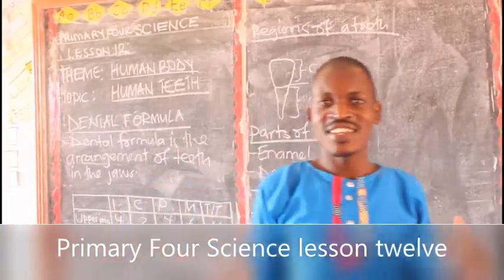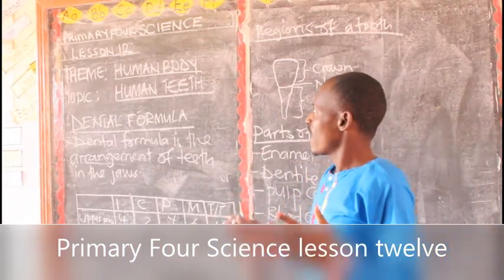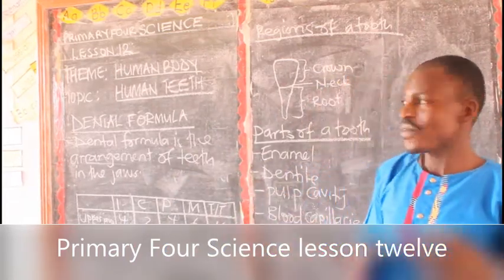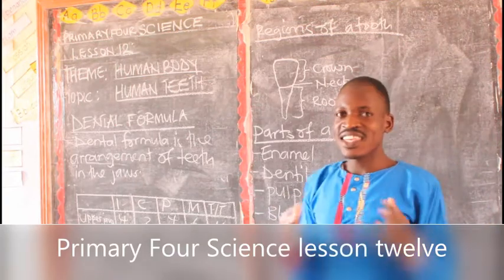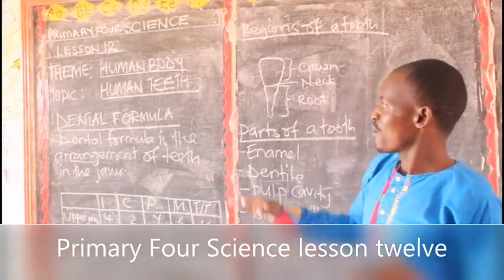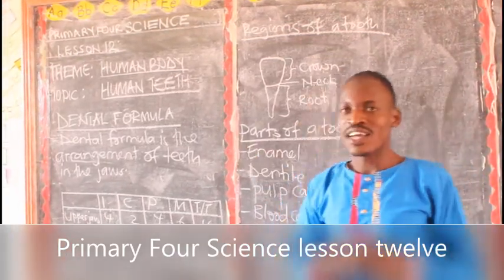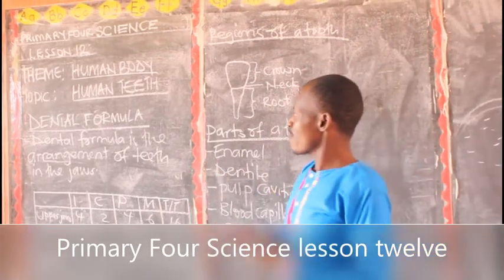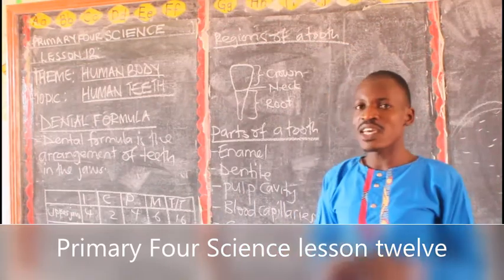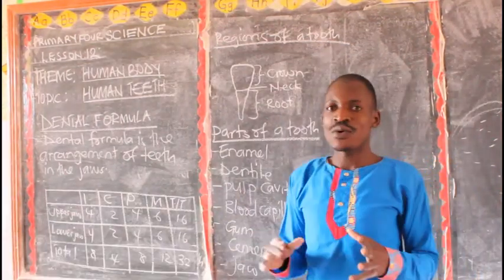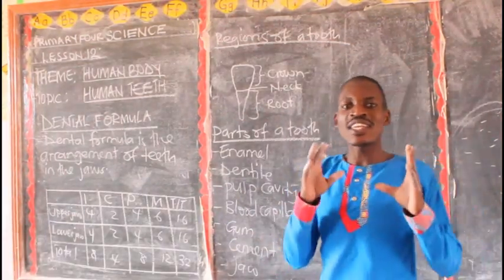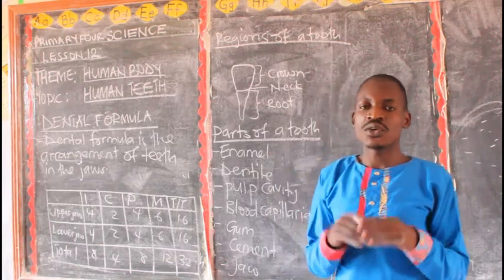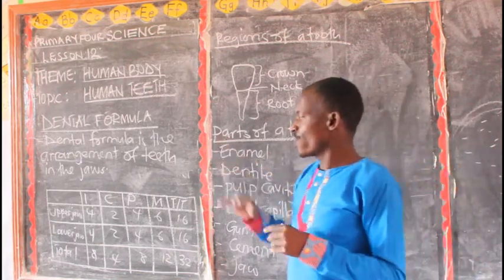Integrated Science, Lesson 10. We are still moving on with our human teeth. Today, let us look at the dental formula. When we talk about dental formula, it's the arrangement of teeth in the jaw. So we are looking at how your teeth are arranged in the jaws. That's what we call dental formula.